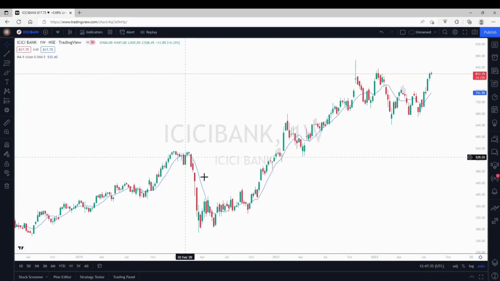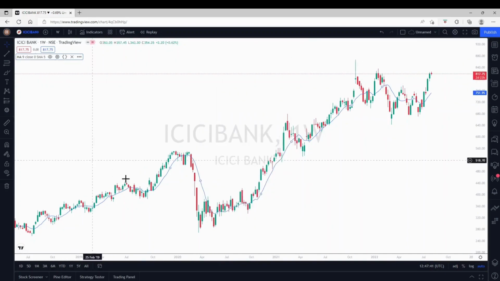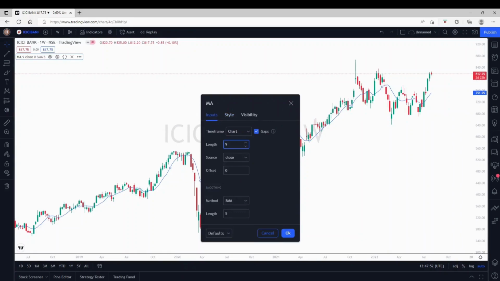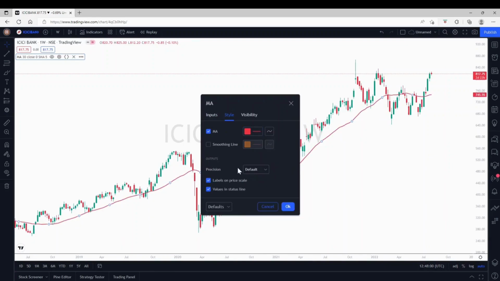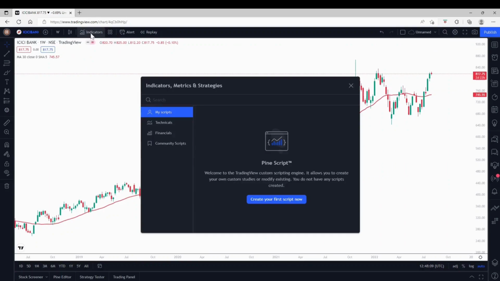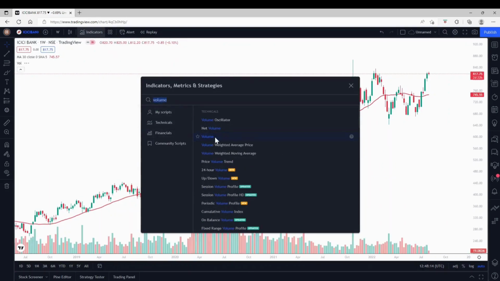A blue line has appeared, and this is the default setting. We need to change it to a 30 period weekly moving average. So we go into settings, go into inputs, change the length to 30, go into style, and let's change the color to red and make it thicker. This is the moving average that you're looking for. Next, we'll add the volume. Go to indicators, volume.